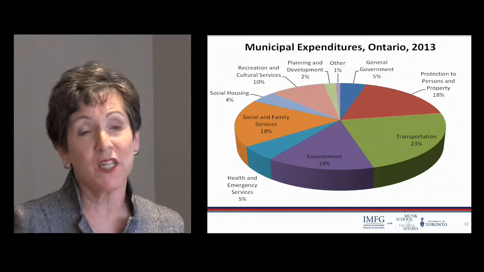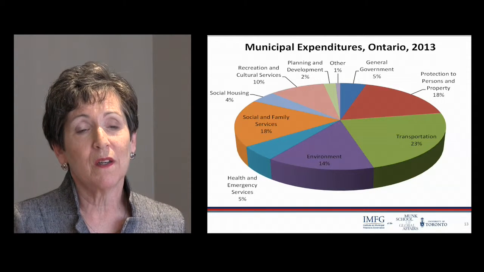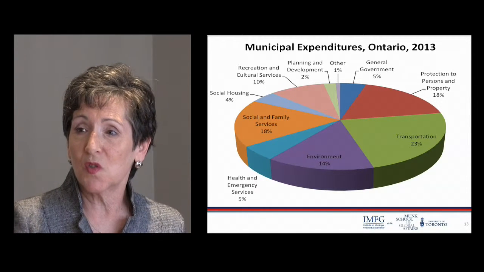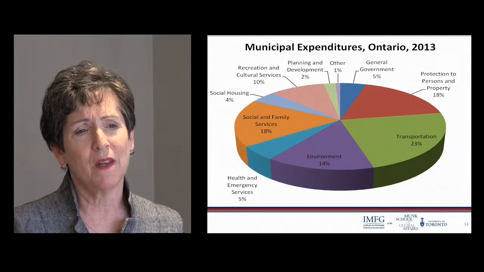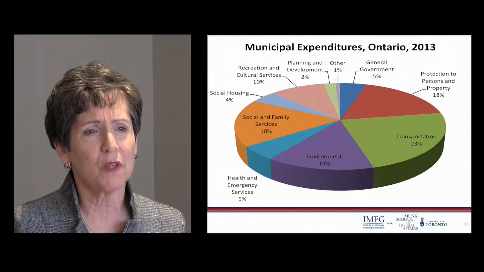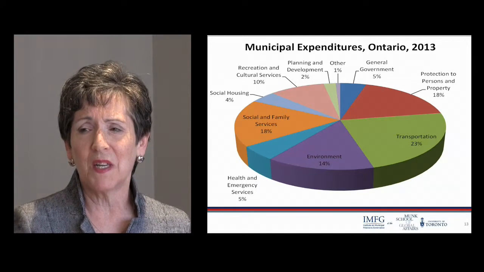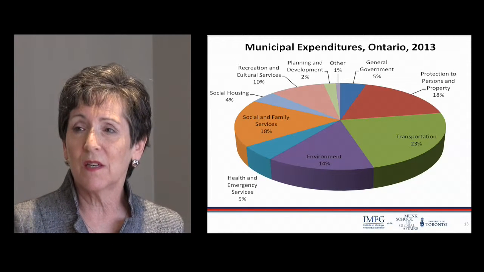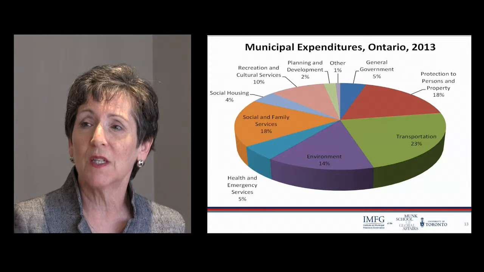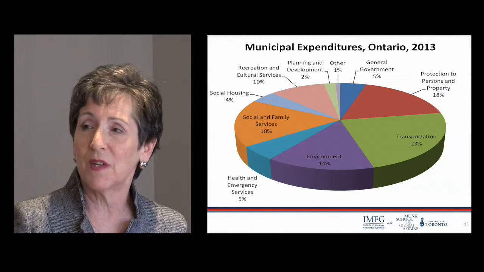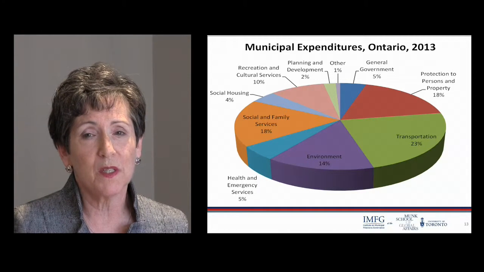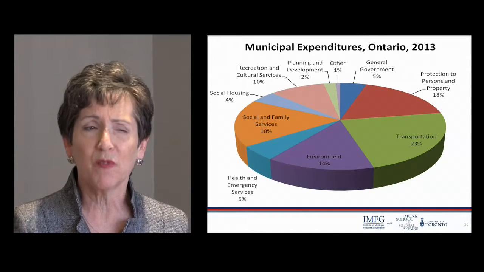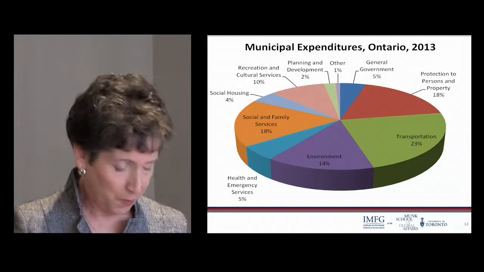Environment accounts for 14% of expenditures. That includes water, sewers, garbage collection, and garbage disposal. And then there are other services as well, health and emergency services. By health, we mean public health. Here we're talking about immunizations. We're talking about making sure restaurants are meeting current standards. We're not talking about primary care in hospitals. Social housing is another local function. Recreation and cultural services, planning and development, and general government, which just includes administration. So municipalities in Canada and in this case in Ontario provide a very wide range of services.